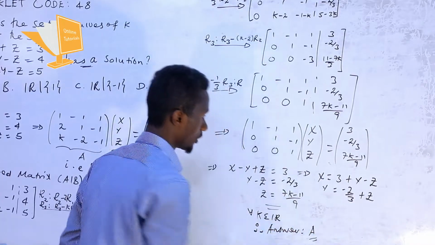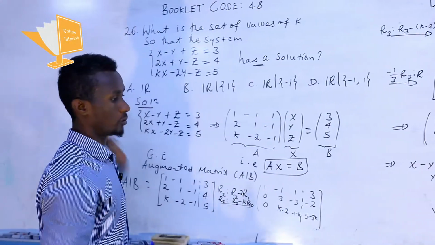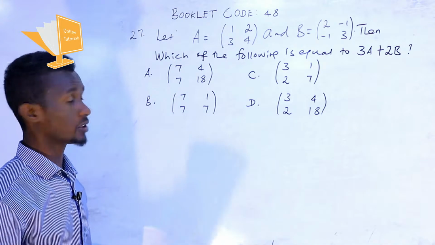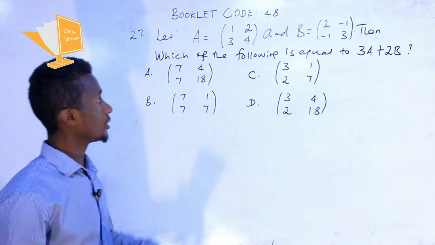The value of k is all real numbers ነው የሚሆነው. Therefore the answer is in choice A ላይ ያለው ነው ማለት ነው. ኦኬ, የ27ኛው ጥያቄ ደግሞ ማትሪክስ ላይ ነው, so the matrix operation.